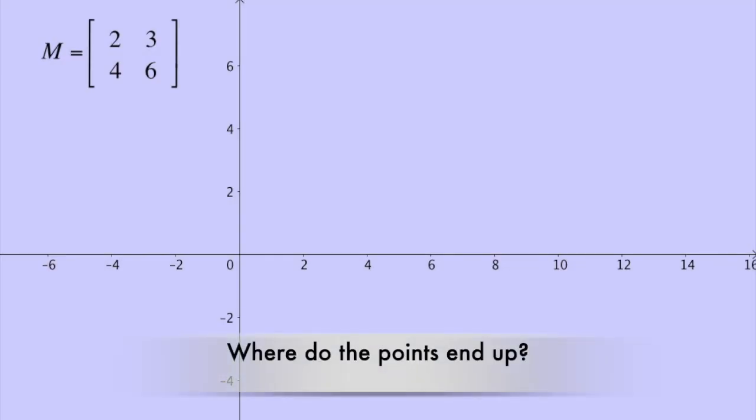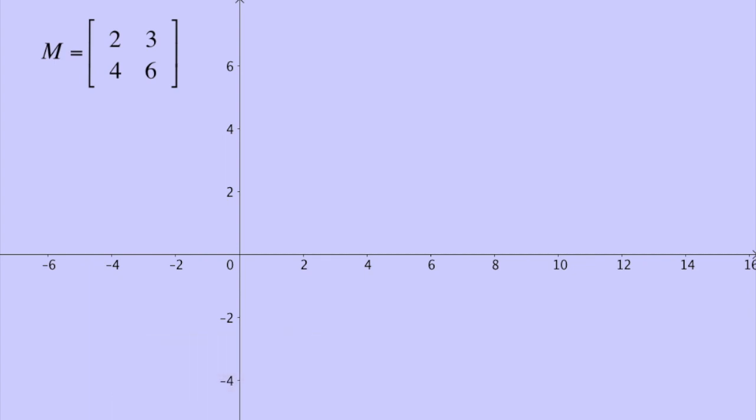Now that we know how to calculate the determinant, we should look at some specific examples. In this lesson, we're going to take a look at when the determinant is equal to 0. Take a look at matrix M. The determinant is 12 minus 12, or 0. But what does this matrix actually do as a transformation matrix?